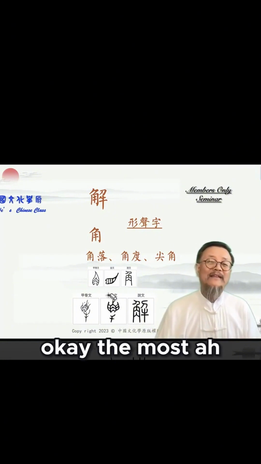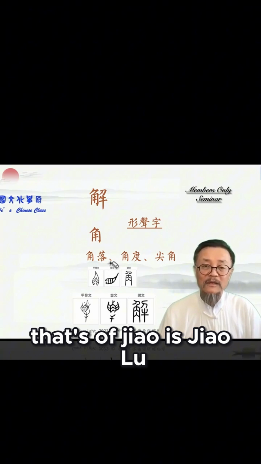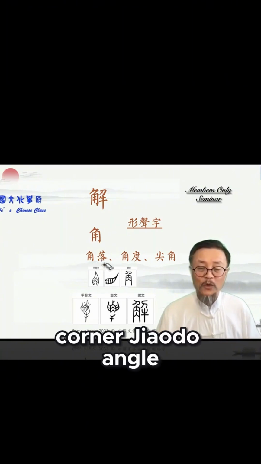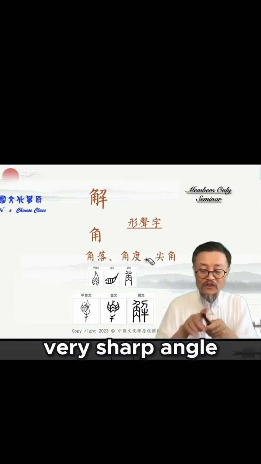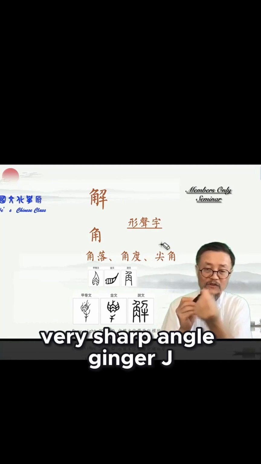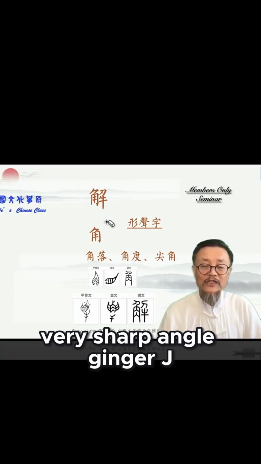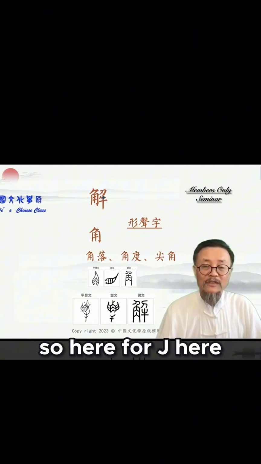Okay, the most useful 词 of 角 is 角落 corner, 角度 angle. Very sharp angle is called 尖角, like from this one. Very sharp angle, 尖角.